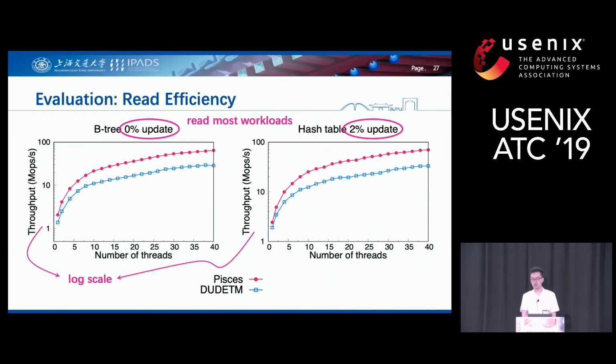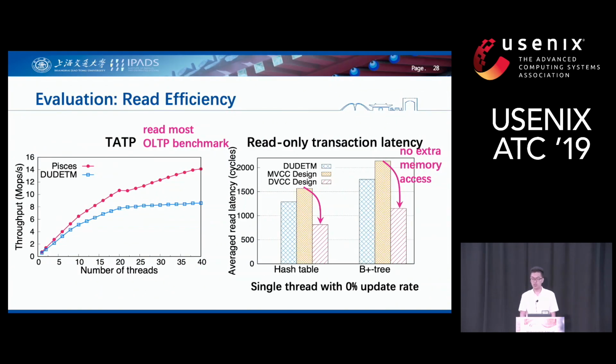In the micro data structure benchmarks, when the update rates are low, the throughput of both Pisces and DudeTM can scale well with the increase of the thread number. Note the y-axis is log scale. Nevertheless, owing to the read-friendly designs, Pisces has higher throughput. In TATP, which is a read-dominated OLTP benchmark, Pisces also outperforms DudeTM. From the figure on the right, we can see Pisces obviously decreases the read latency compared to the intuitive MVCC design, thanks to no extra memory access.